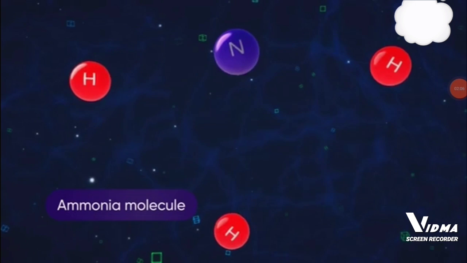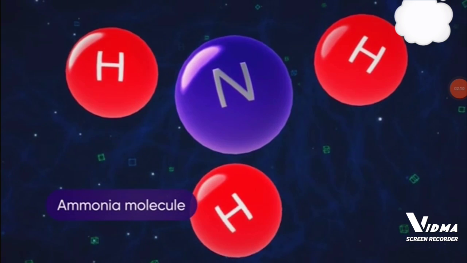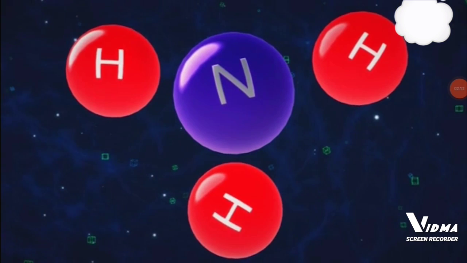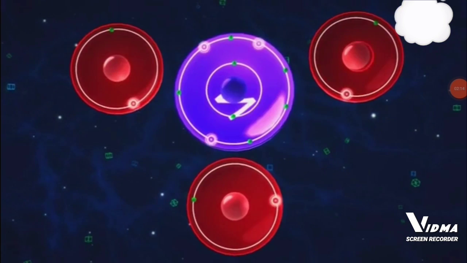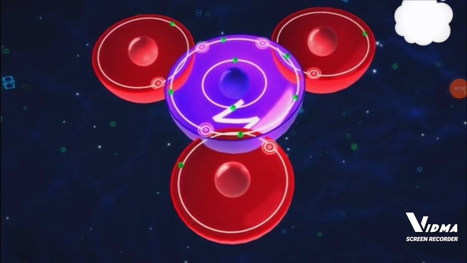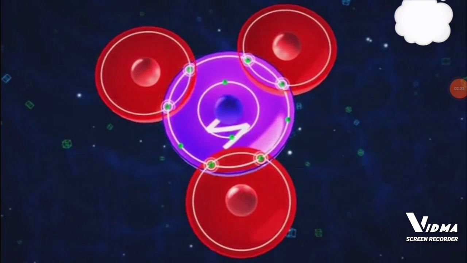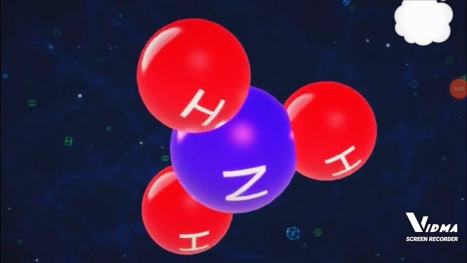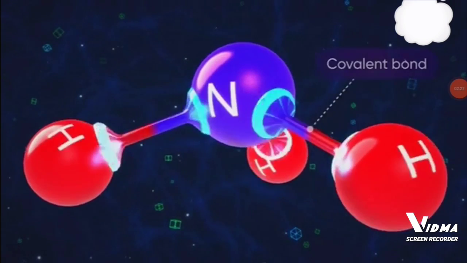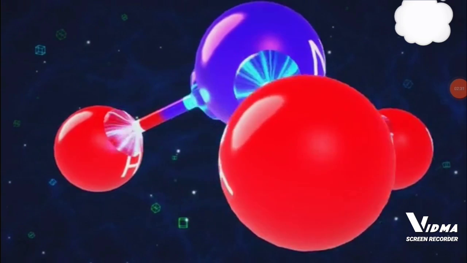Next, we shall build a molecule of ammonia that comprises one nitrogen and three hydrogen atoms. Each of these atoms requires more electrons to gain stability. This leads to mutual sharing of electrons, resulting in an ammonia molecule. Here again, three single covalent bonds are formed between the atoms.